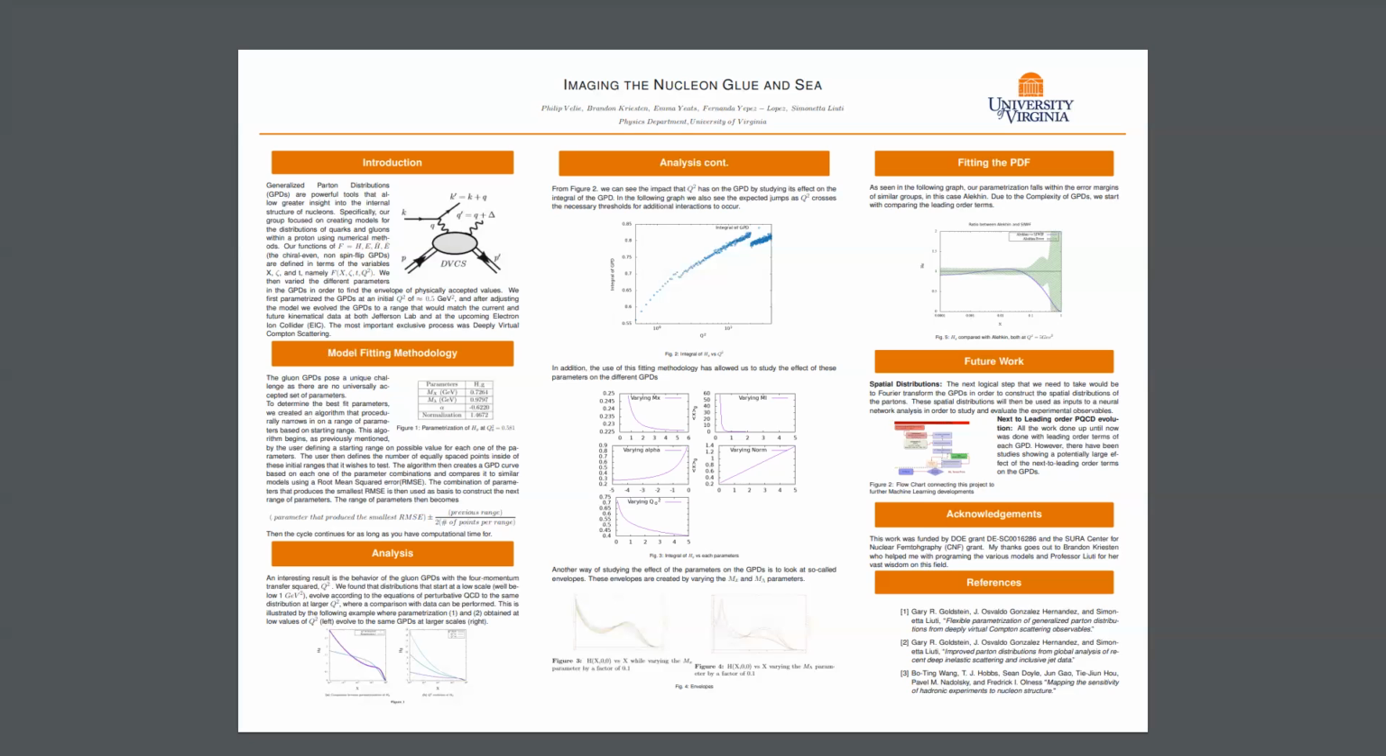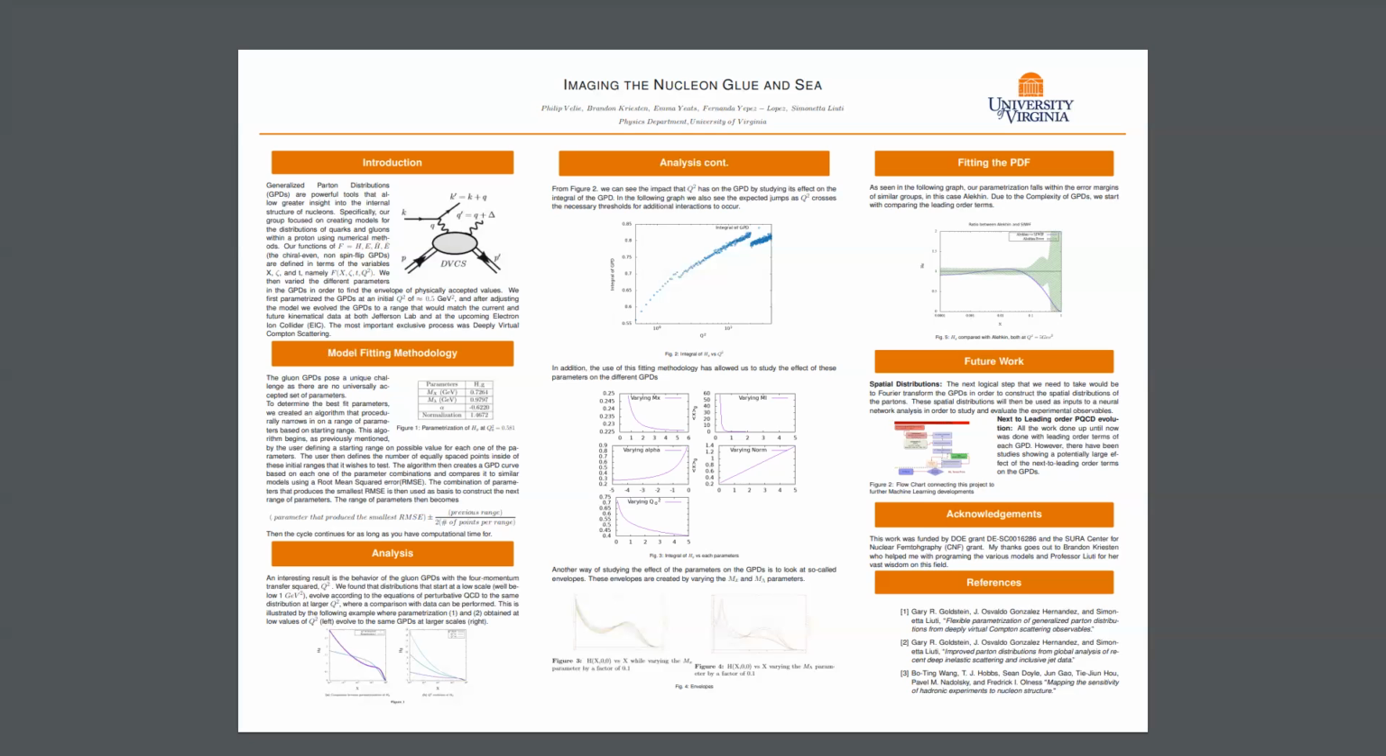Now, gluon GPDs and quark GPDs pose a very unique challenge, as there is no universally accepted set of parameters. So to determine the best fit of parameters, we can create an algorithm that procedurally narrows in on a range of parameters based on a starting range. So the user first defines a potential initial range for each parameter and the number of points that we wish to test within this range. For instance, for MX, say the initial range was between 0.1 and 10, and we tested 11 points. They're equally spaced points inside this range.